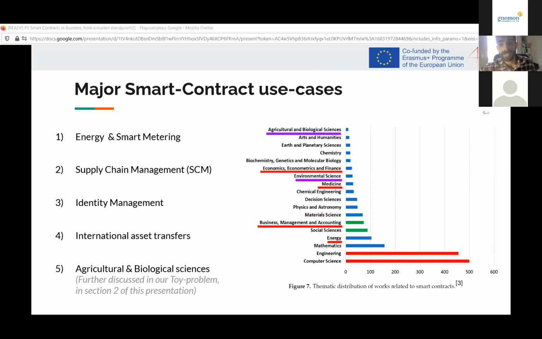Then we have economics and finance as a major use in the research field. It is interesting though that finance, and by saying finance, we mean cryptocurrency market.